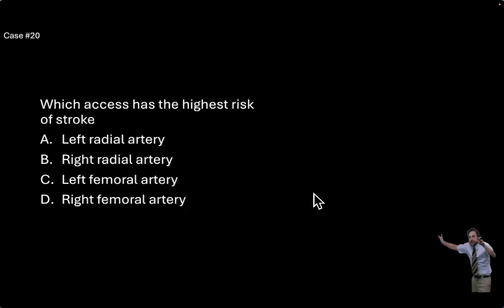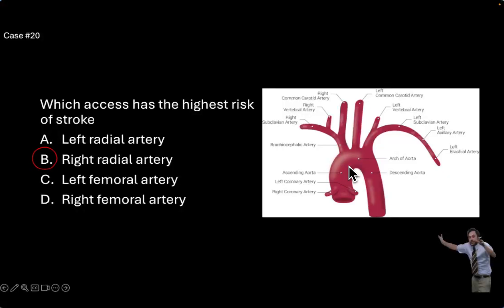All right, and then this is also a multiple choice, but still anatomy related. Which access would have the highest risk of stroke? All right, answer is going to be right radial artery. Again, we typically do left radial for radial procedures, and that's because by going on the left side, we just sneak right down, we avoid crossing the arch, and we go down to do our visceral intervention.